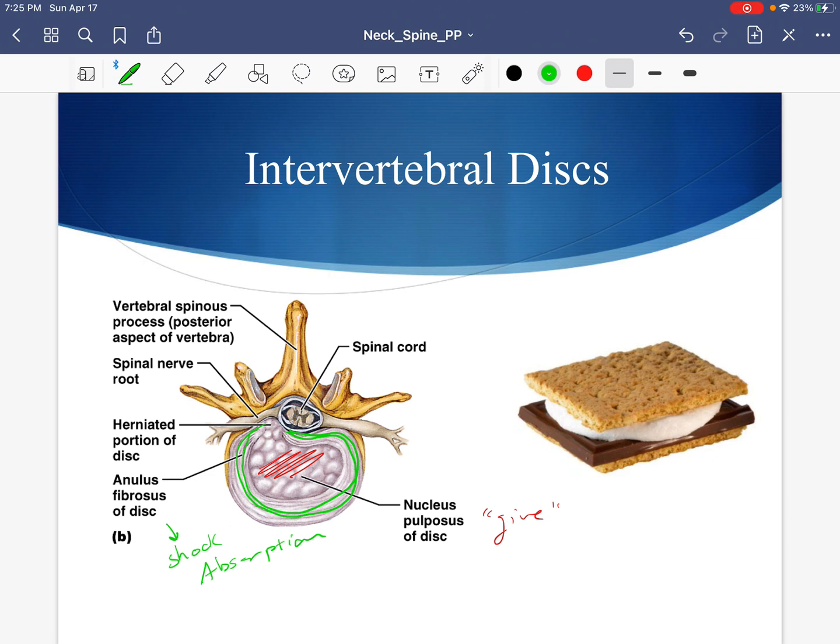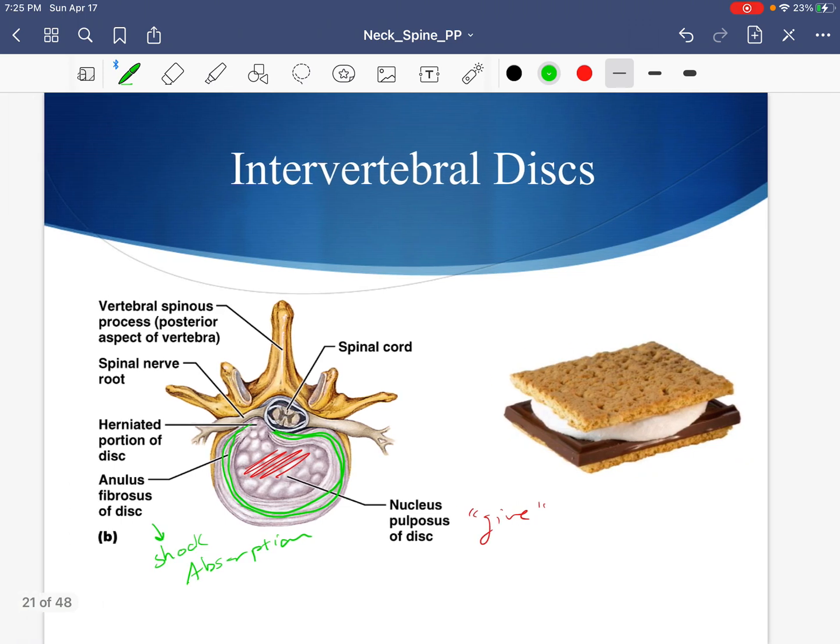You can see I have a picture here of a s'more, because that's the way I like to think about it, where the marshmallow is the intervertebral disc. In a moment, we'll talk about bulging discs, and I find the s'more analogy to be useful.